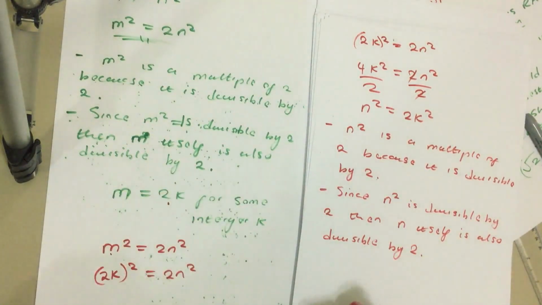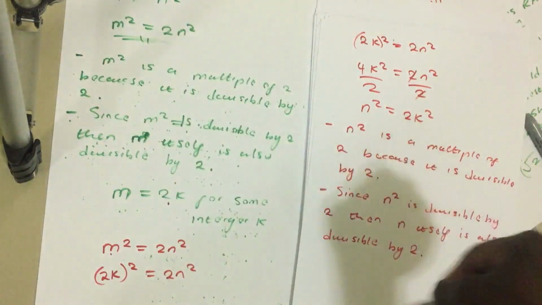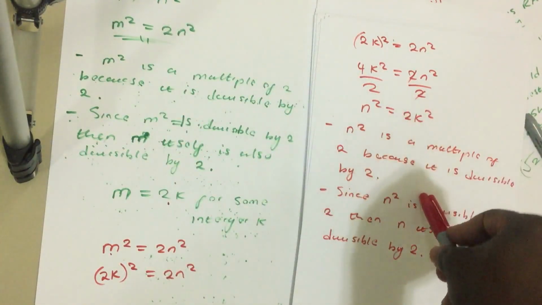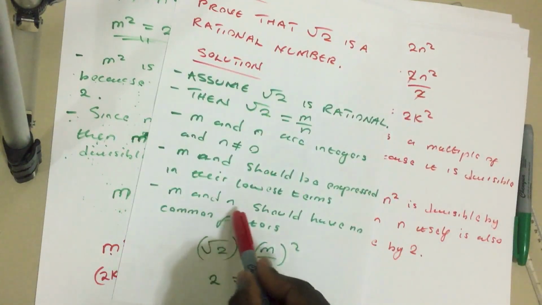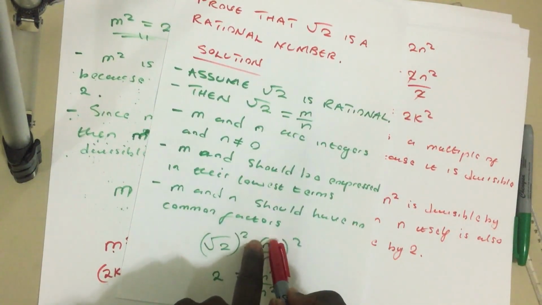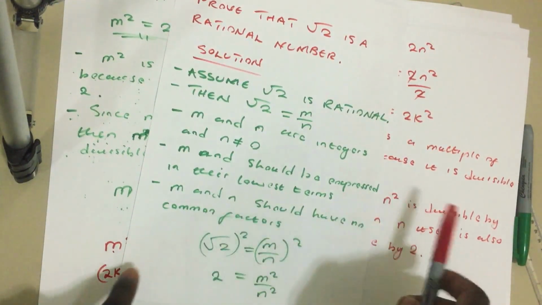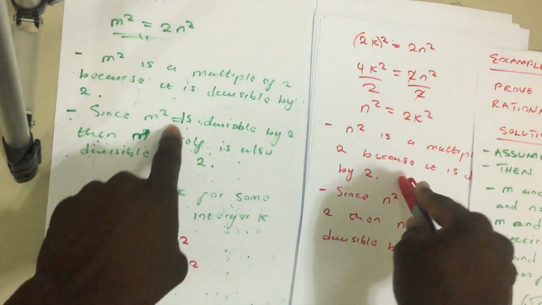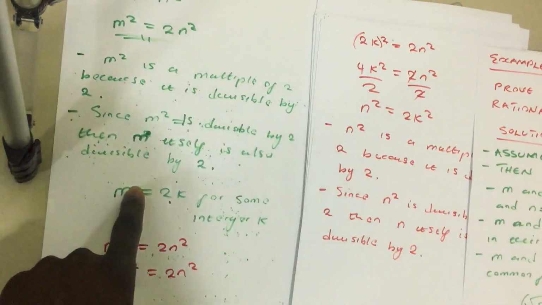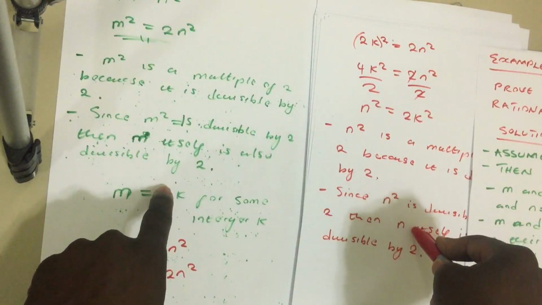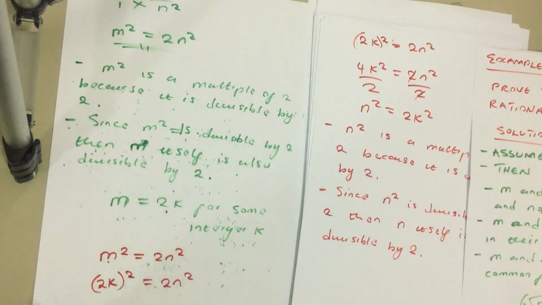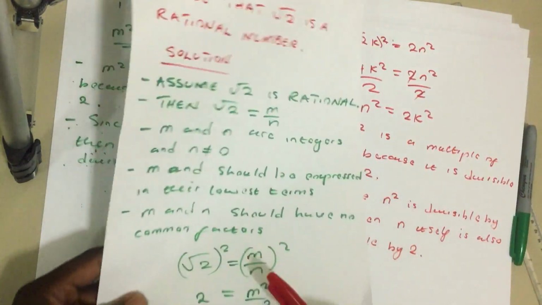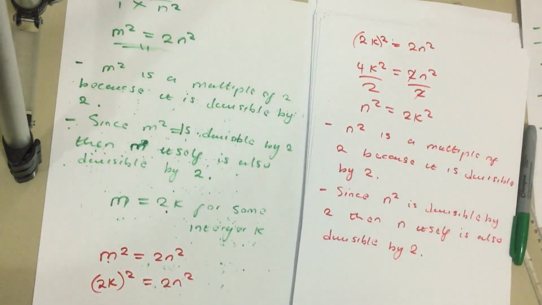Okay, what this simply means is that there's a contradiction between the two statements here. And the contradiction comes back to what we said here. We said that m and n should have no common factors. I hope you understand that m and n should have no common factors. Both m and n are multiples of 2, and both n and m are divisible by 2. So we can see that that's a common factor there. So we can see that this expression here is contradicting the fact that m and n should have no common factors.